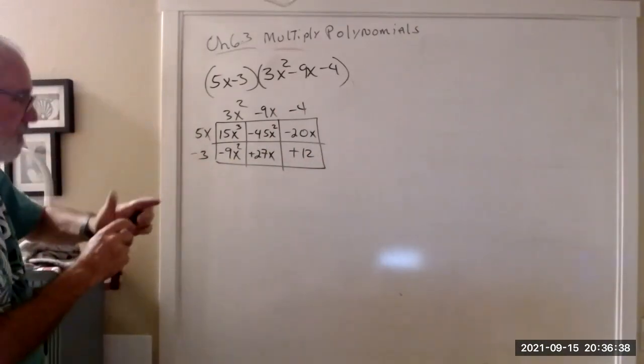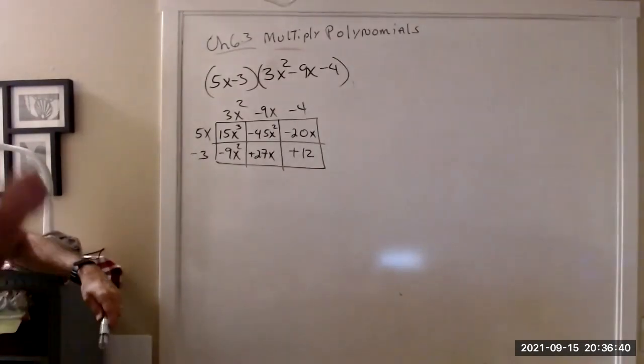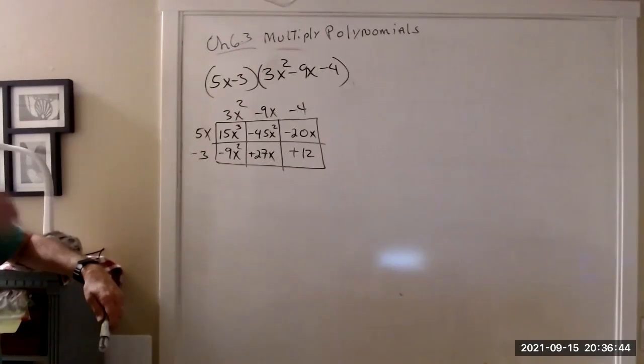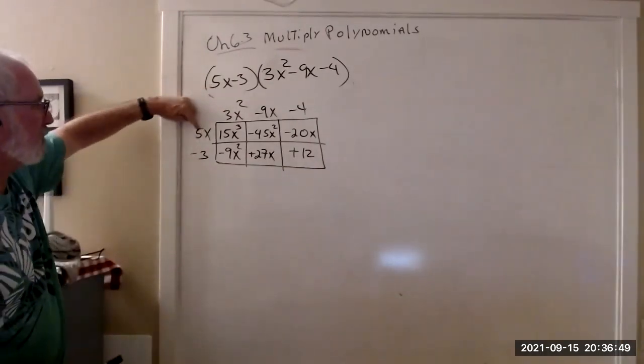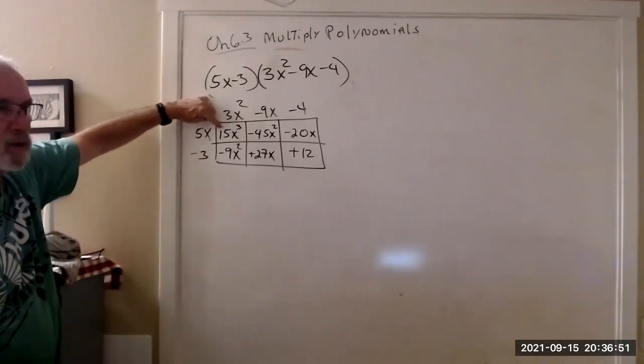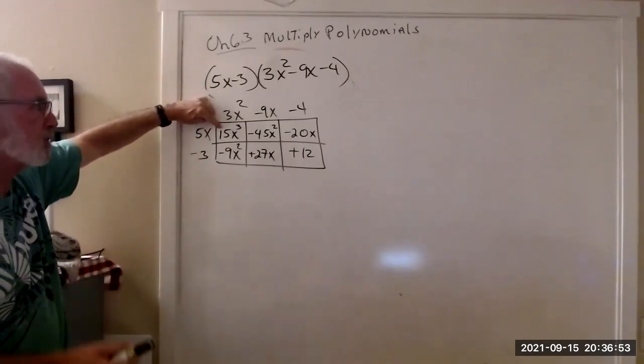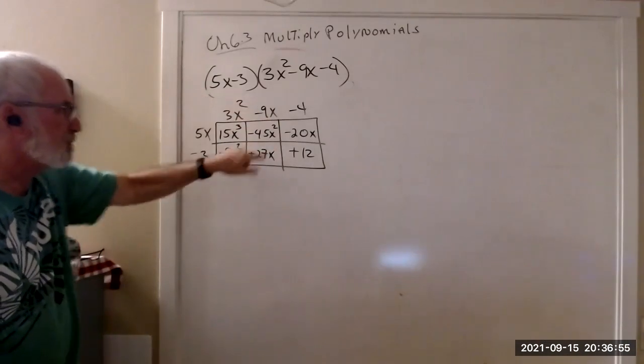Okay. You guys kind of catch up. Any questions about how I multiplied, what I was thinking? How did I go from 3x squared and 5x to 15x cubed? What did I do? Are you sure you understand that for each one of these boxes?